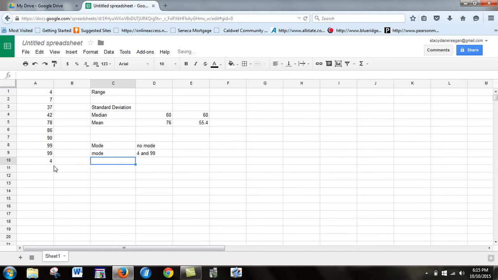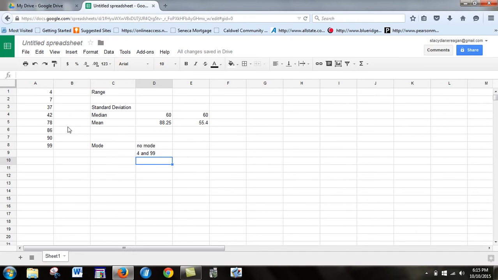If I had a number that occurred twice and a number that occurred 3 times, the number that occurred 3 times would be my mode. It's the number that occurs most often. So now let's take those extra numbers out that I put in there so we can go back and look at what we had. Range is the other one I told you that you would be responsible for.